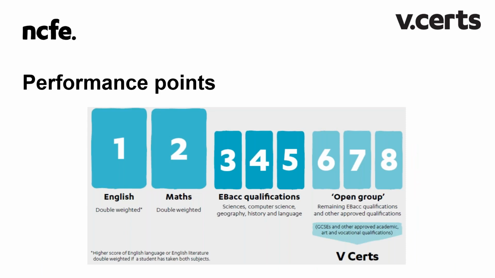V Certs fit into the open group or third bucket for performance points. This group can hold up to 3 qualifications depending on the qualification size and/or weighting, etc. V Certs can be delivered alongside other qualifications, but please do bear in mind the discount codes applicable to each subject area. So for example, if you were doing a traditional GCSE in graphic design and we're also delivering our technical award in graphic design with the same learners, then only one of those will count in the performance tables as their content is similar.